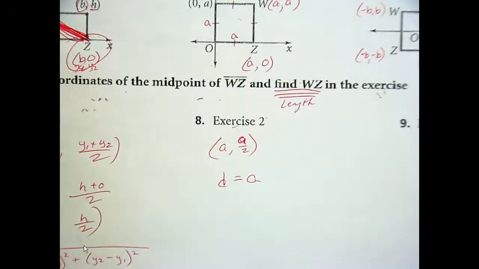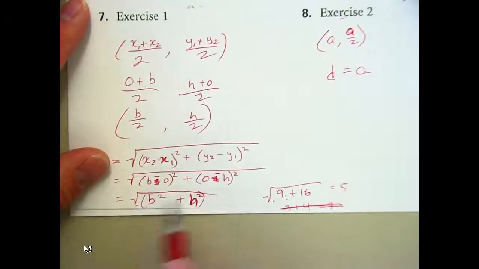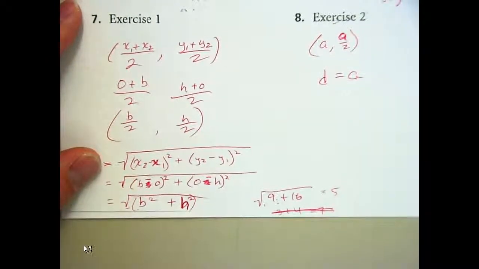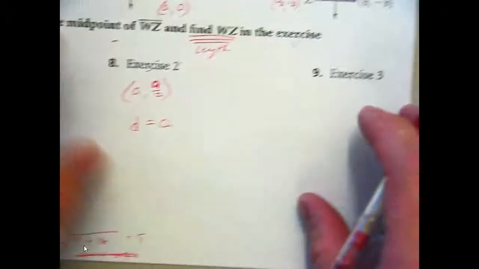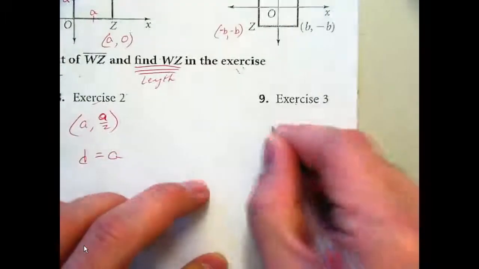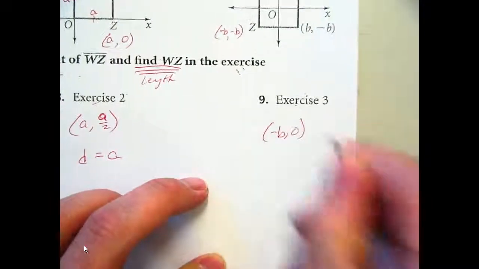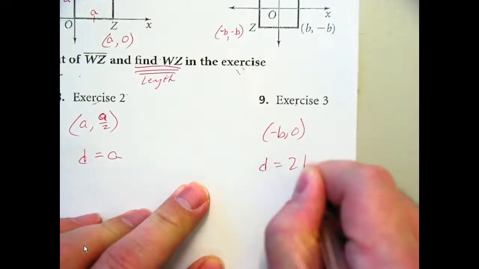Yeah, Alex. Would the distance for number 7 just be the square root of B squared plus A squared? Would that be the answer? Yeah. That's the distance for number 7, yeah. Okay, number 9. Midpoint is negative B, 0, and distance is 2B.